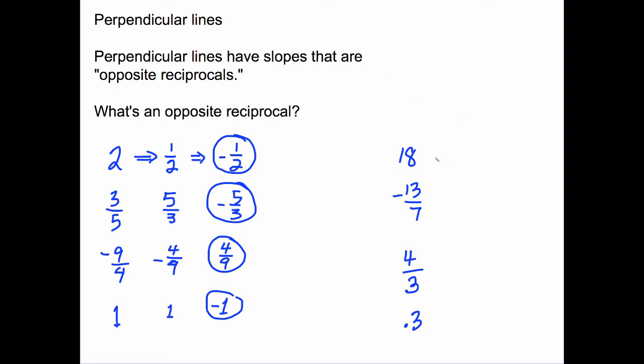The opposite reciprocal of 18 is negative 1/18. The opposite reciprocal of negative 13/7 is 7/13. For 4/3, it's negative 3/4. And for 3/10, you could write negative 1 over 0.3, but that's also equal to negative 10/3. Either one of these would be fine.